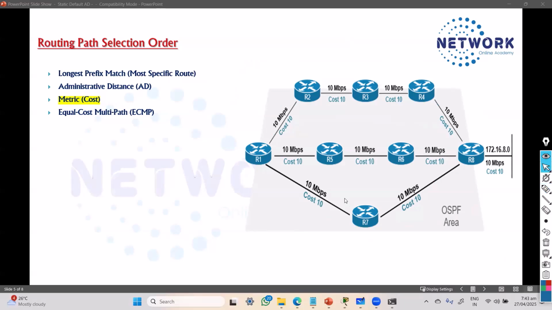Again, more on the cost metrics. We will talk about this when we go to the individual protocols. EIGRP has different cost values, OSPF has different cost values, BGP has different ones. Static is manual, so there are no cost values there.